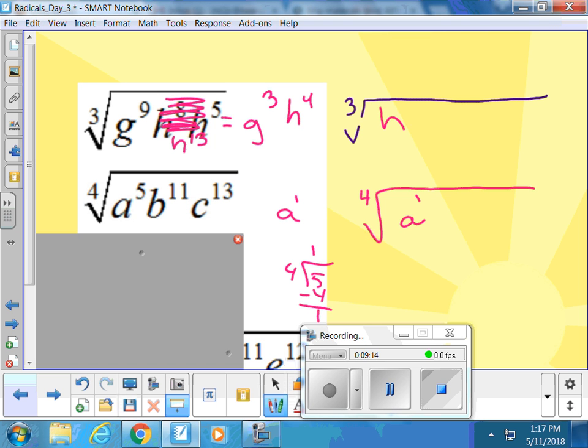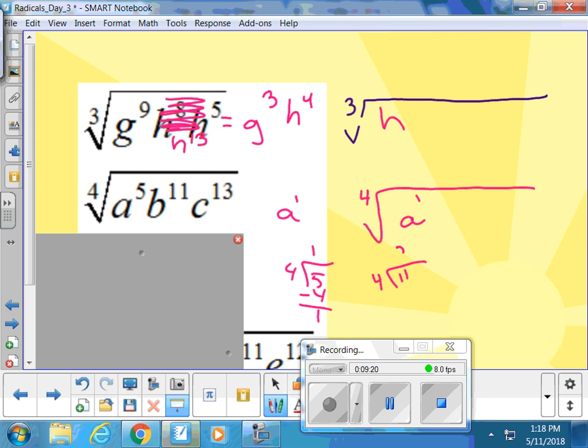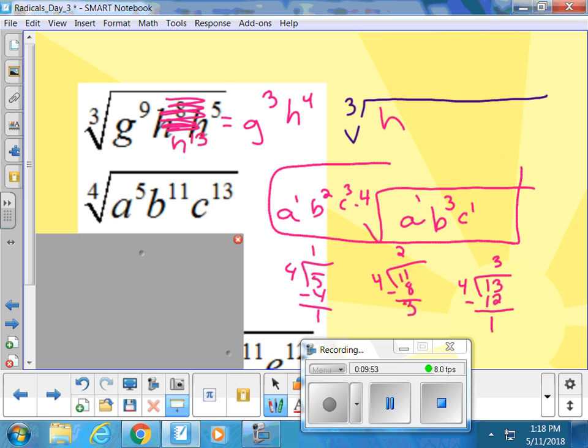What is 11 divided by 4? Probably 2 with a remainder of 3. So 2 B's get out and 3 B's remain in. And C's. 13 divided by 4. Sorry, 13 divided by 4 is 3 with a remainder of 1. So 3 C's get out and 1 remains in. That was a lot of variables to keep track of. Hopefully I didn't mess any of them up. I was having trouble concentrating. We're okay now?